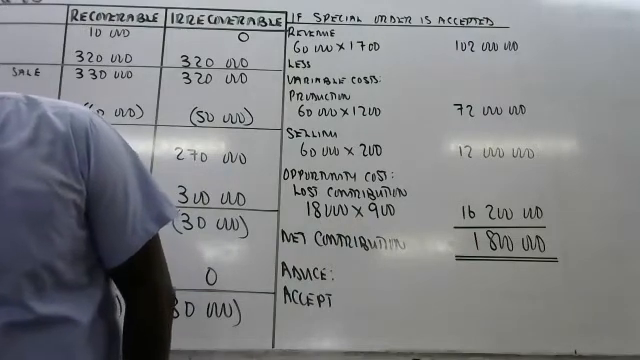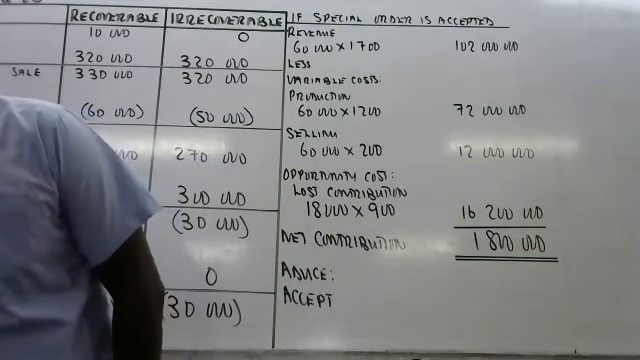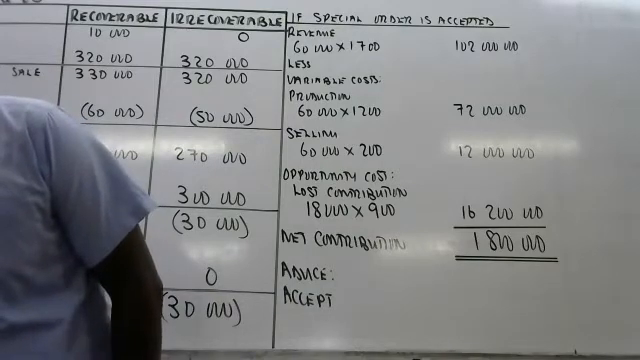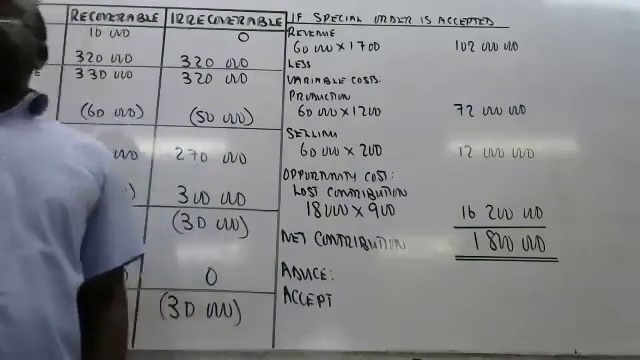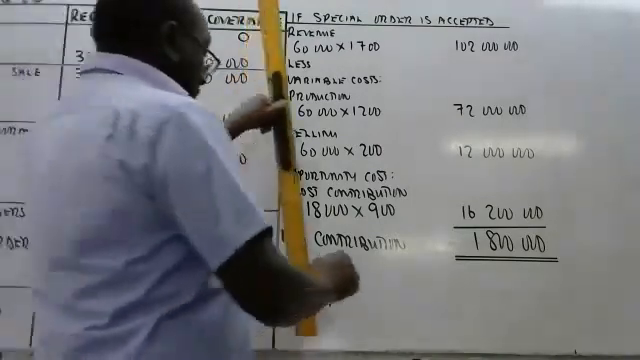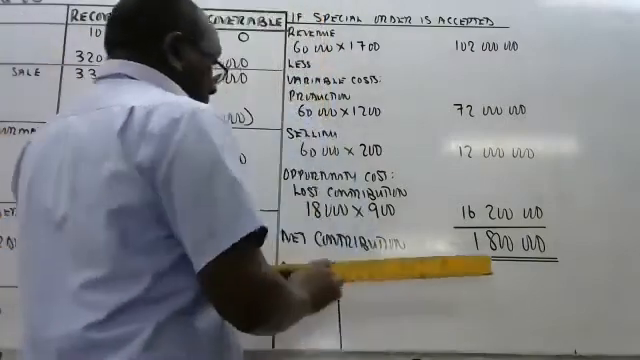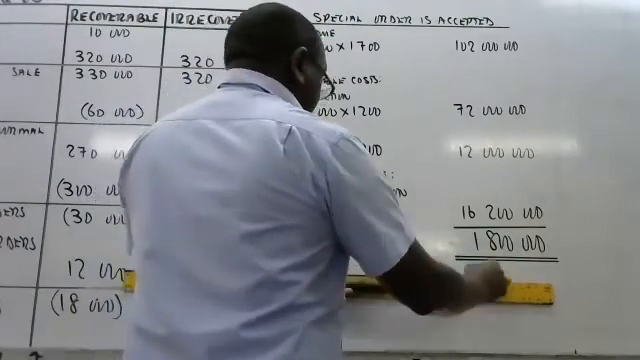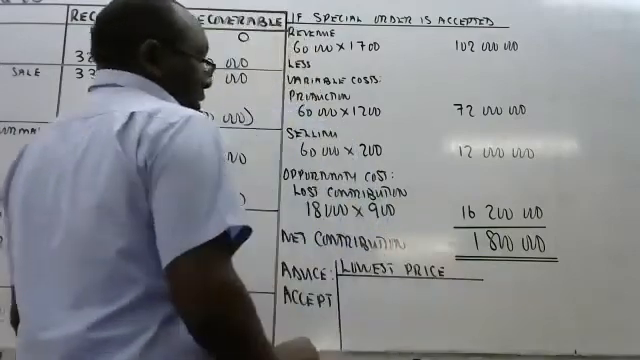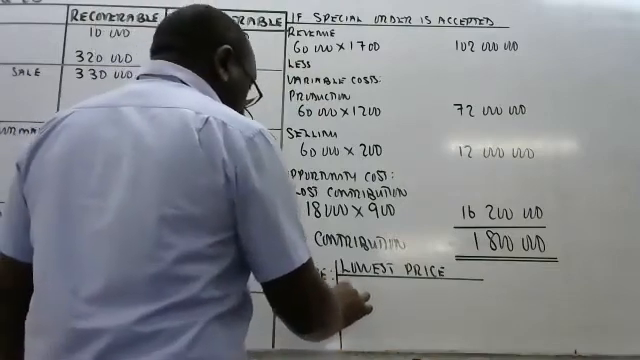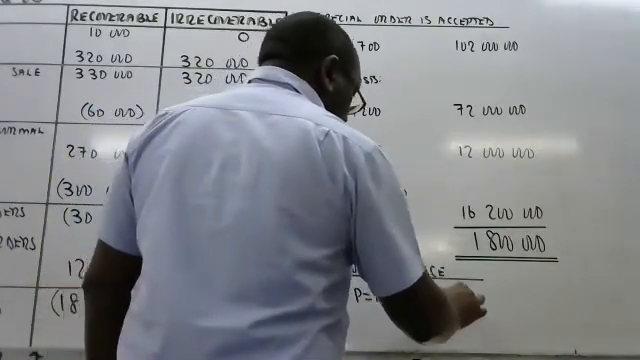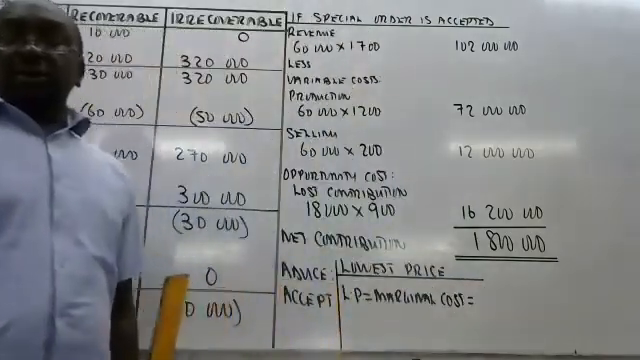The next question is, the lowest price Besto could charge for the special order so as to be indifferent between the existing production and the special order. Obviously, I've said the lowest price should be equal to the marginal cost or the relevant cost. So the lowest price should be equal to marginal cost.